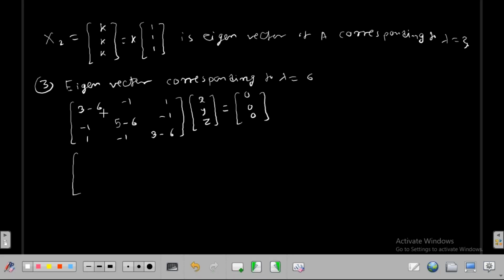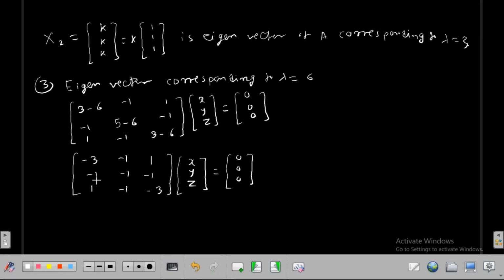Now simplify this. 3 minus 6 is minus 3, minus 1, plus 1, minus 1. 5 minus 6 is minus 1, here minus 1, this 1, minus 1. 3 minus 6 is minus 3. Now form the equations with X, Y, Z equal to 0, 0, 0, using the x coefficient, y coefficient and z coefficient. From the first row, minus 3x minus y plus z equal to 0. Second equation, minus x minus y minus z equal to 0. Third equation, x minus y minus 3z equal to 0.